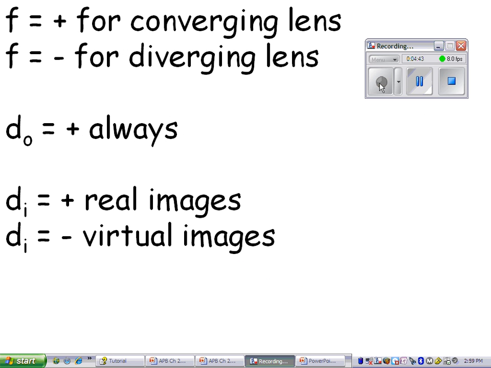The rules we have for this are: the focal length is positive for converging lenses and negative for diverging lenses. DO is always positive, and DI is positive for real images and negative for virtual images.